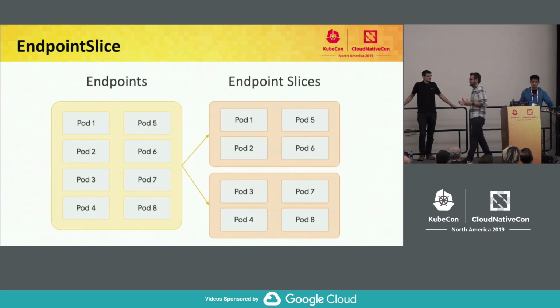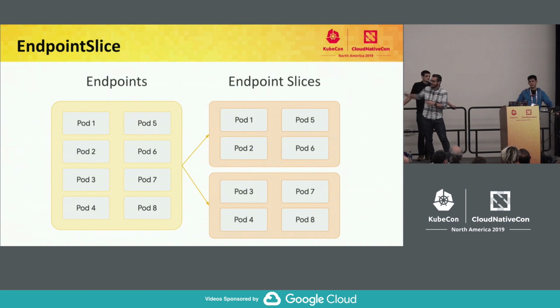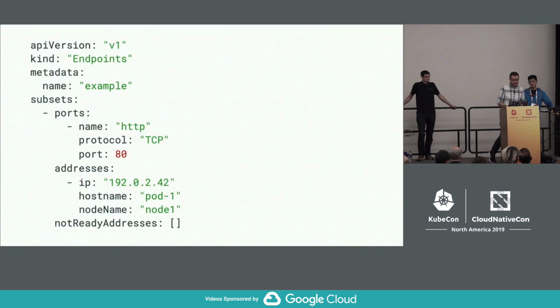So the idea behind endpoint slices is really simple. We have this huge endpoints resource. Instead, we have smaller endpoint slice resources that are really just slices of endpoints. Really simple. So here's an endpoint YAML, because we all like YAML at KubeCon. Here's what an endpoints resource might look like.